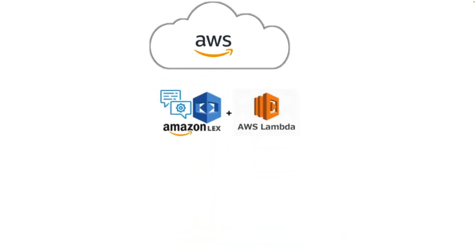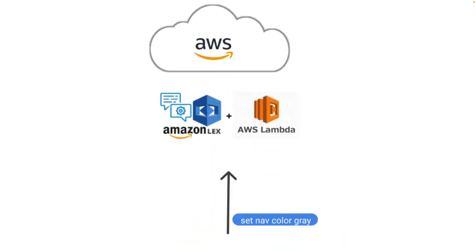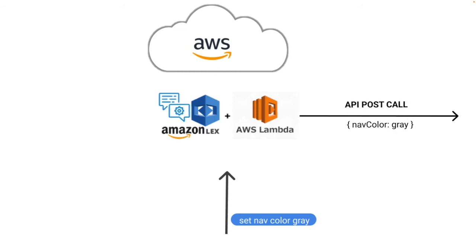We start off by sending a text message to our Twilio number. In this example, I'm trying to set the nav color to gray. This message goes up to Twilio, makes its way to AWS. Here, Lex works its magic to try to figure out what changes we're trying to make to our web page from the message. With the help of our Lambda function, we're able to make a post call to our Express backend with an object that contains our change.